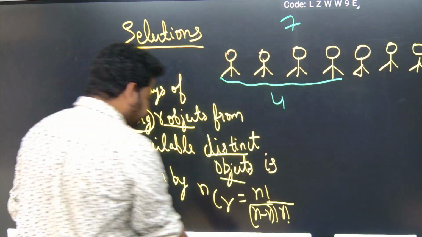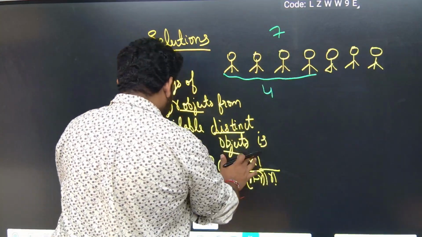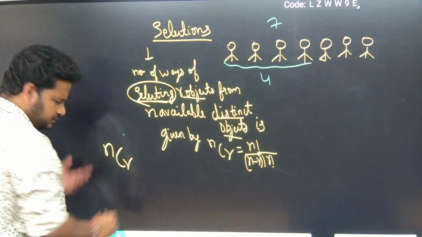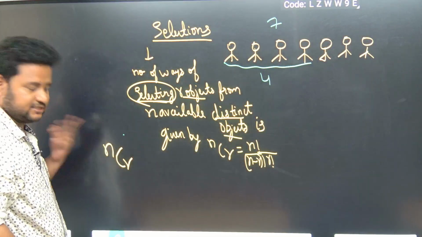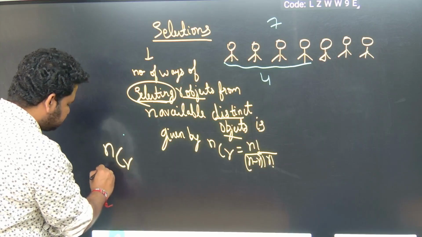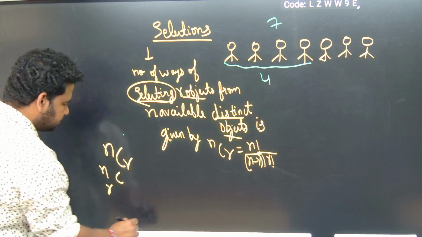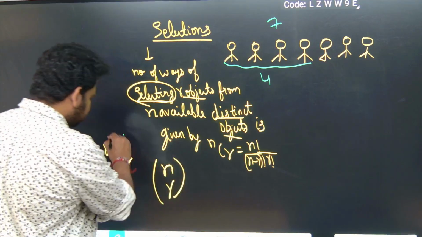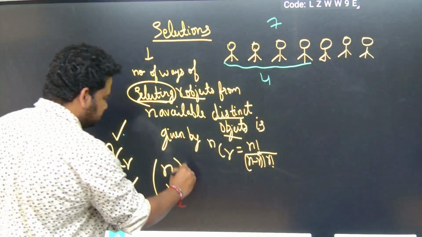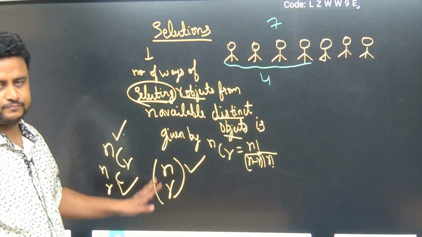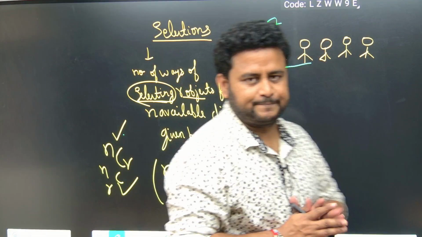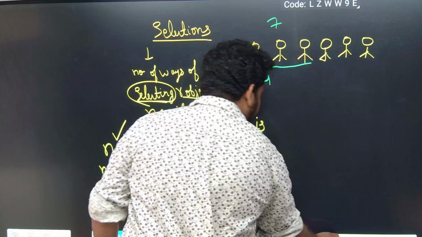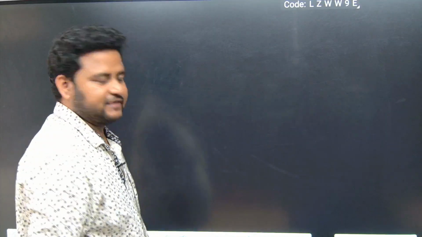Now understand one thing: the general notation that we use is nCr itself, but some books will use it like this, or some books can use it like this also, with n and r. So this is also correct, this is also correct, and this is also correct. Don't get confused, it means the same. Okay, friends, now let us go to the properties of selection.